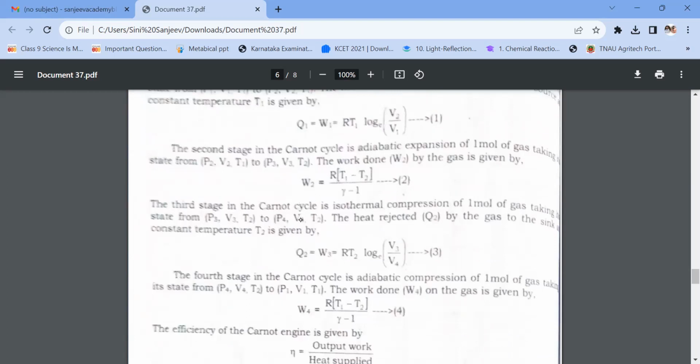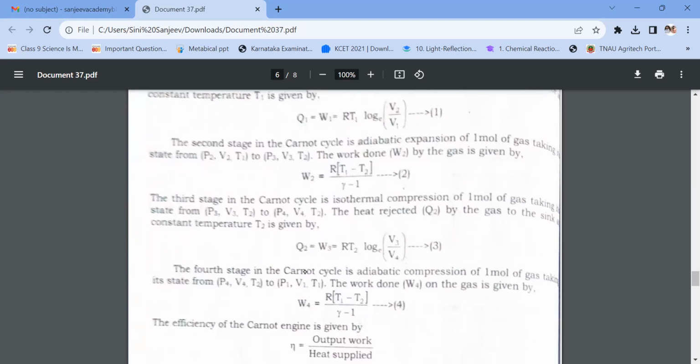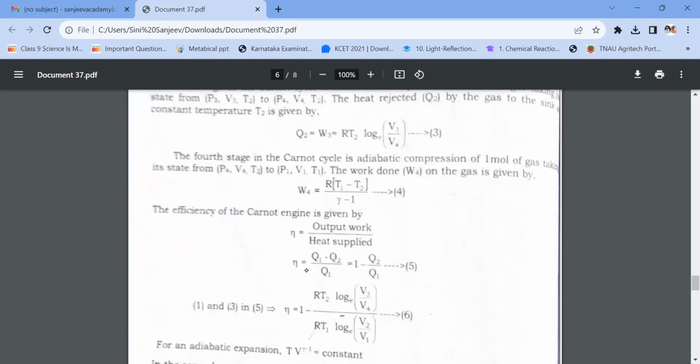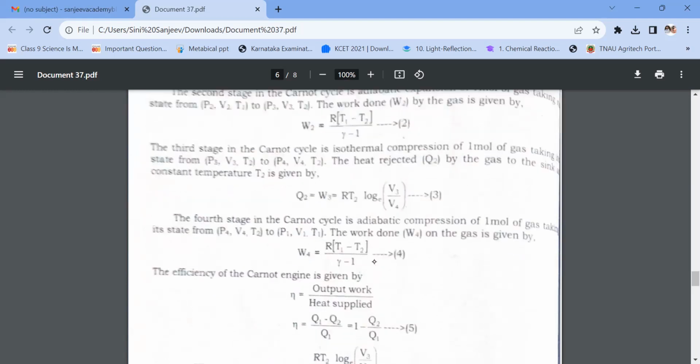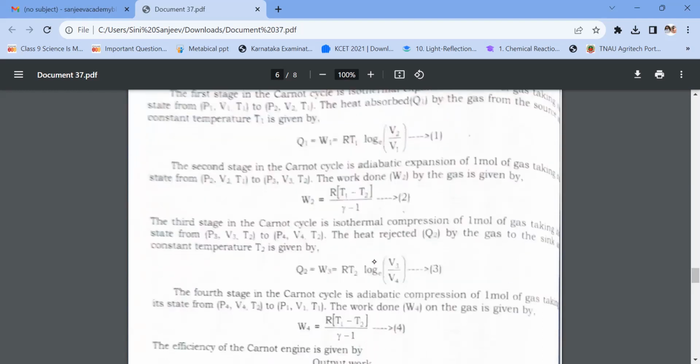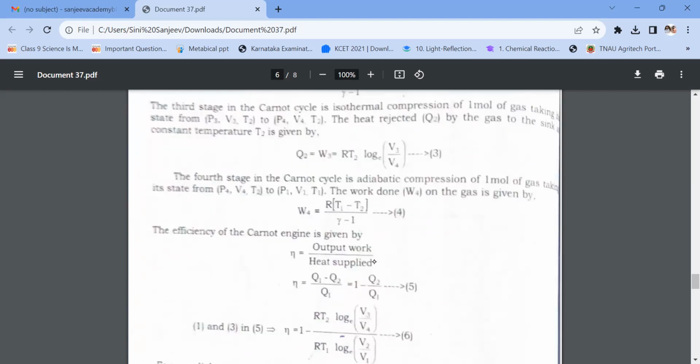And here then W4. So W2 and W4 are represented by what? R into (T1 minus T2) by gamma minus 1, and this will be R into (T1 minus T2) by gamma minus 1. So what we can see is W2 and W4 are almost the same. Efficiency is output by heat supplied. This we already know: 1 minus T2 by T1, or 1 minus Q2 by Q1. So substitute the Q2 and Q1 values from equations 1 and 3 respectively.